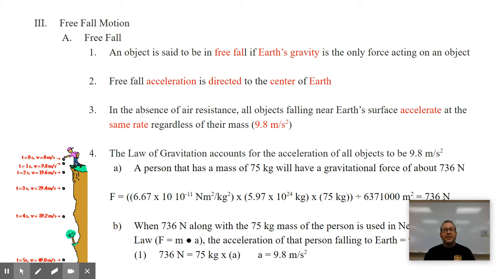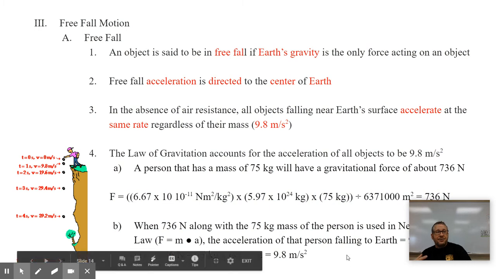And in the absence of air resistance, which never happens on Earth because we have friction from air, all objects falling near Earth's surface will accelerate at the same rate, regardless of their mass. So going back to the elephant and the house cat, they're going to fall at the same rate. What this bullet point number 4 is stating, going back to the law of gravitation, is that it accounts for the acceleration of all objects being around 9.8 meters per second squared.